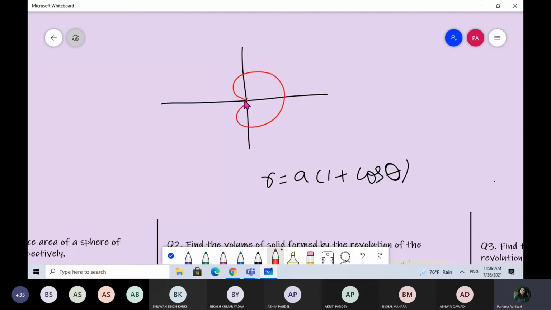How can you say that? Because from 0 to pi, you have totally different values of r. It's just repetition after that, symmetry about the initial line, isn't it?